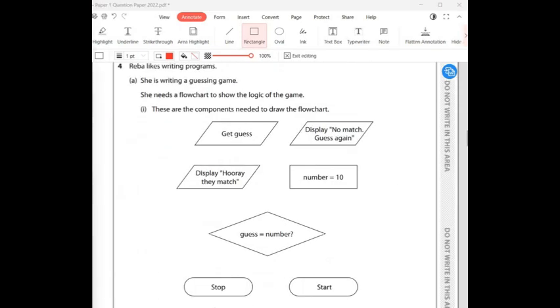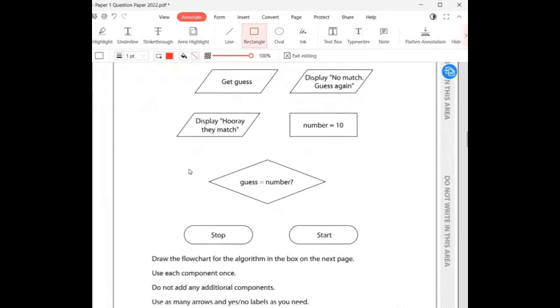Okay, fourth question. Reba likes writing programs. She's writing a guessing game. She needs a flowchart to show the logic of the game. So these are the components needed to draw this flowchart. So we need to draw it for the algorithm in the box on the next page, using each component once.